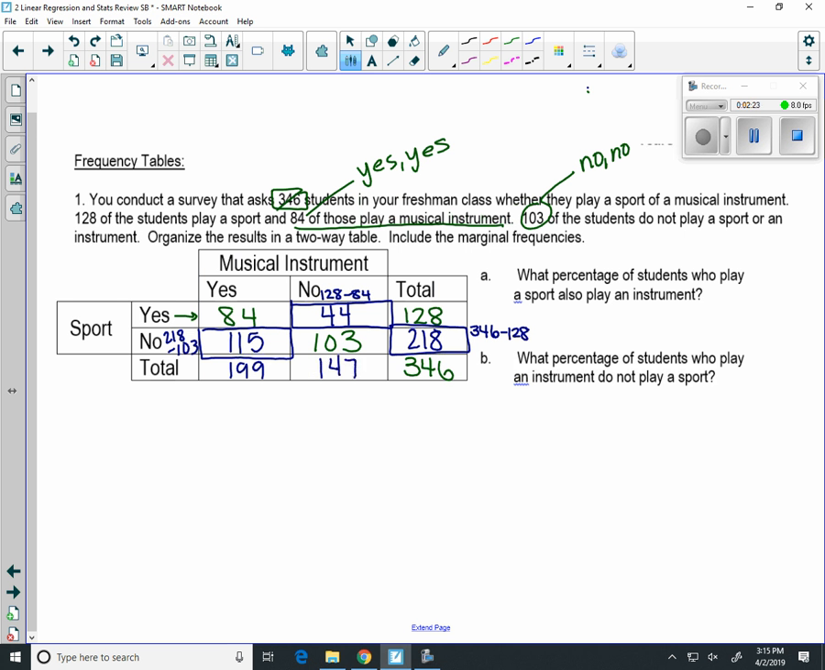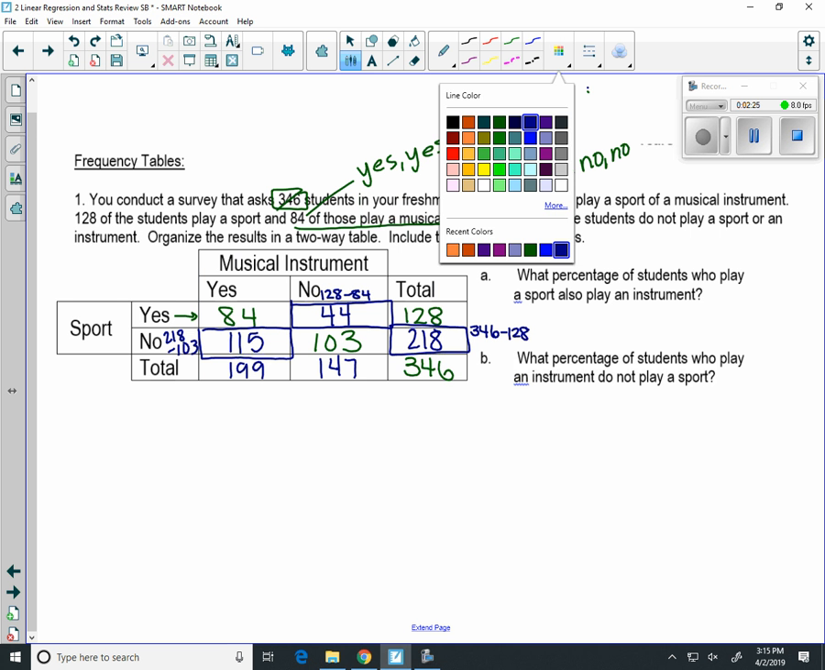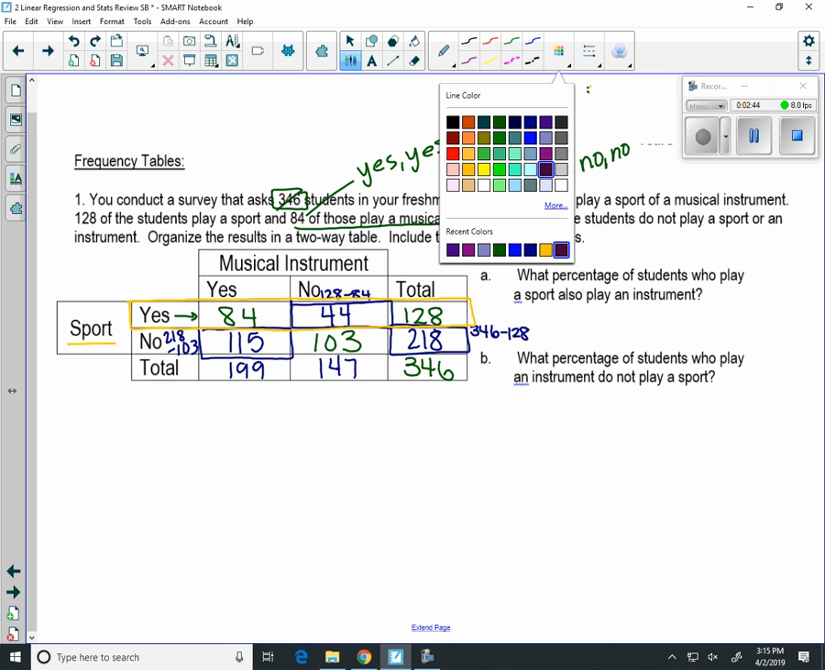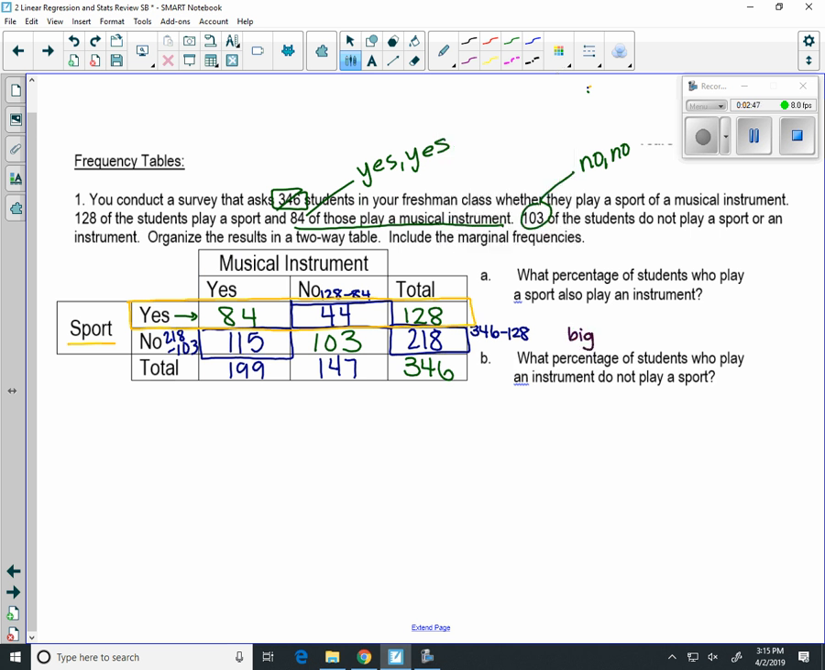And now we can work on these percentages. So you have to be careful about which column you're looking at or which row you're looking at. What percentage of students who play a sport also play an instrument? So we're just looking at yes sport. So here's sport, here's yes to sport. And I know if I'm finding a percentage, I'm going to do a fraction and my bigger number is going to go on the bottom.